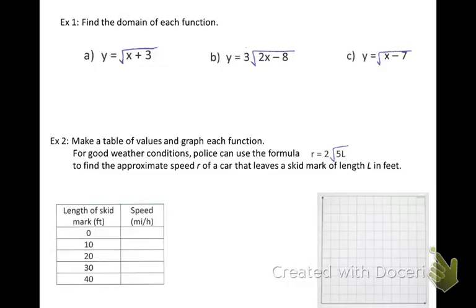Now we're going to find the domain. The domain is where you look inside the radicand. That's the only numbers you're going to use. The inside of the radicand has to be greater than or equal to 0. So you're going to take the number that the radicand is inside, so it's going to be x plus 3, and it has to be greater than or equal to 0.